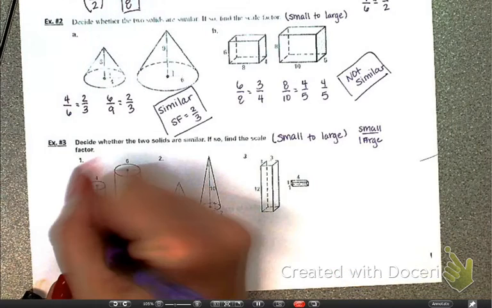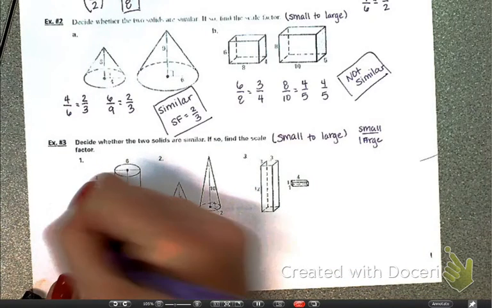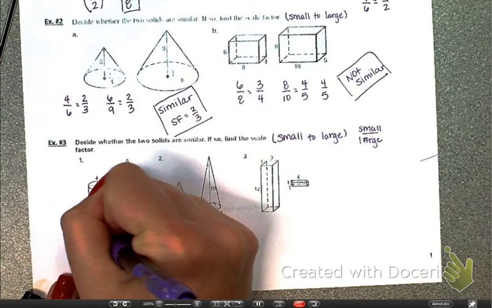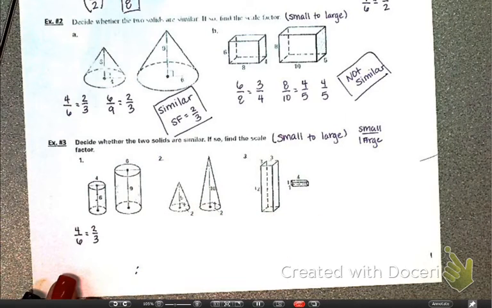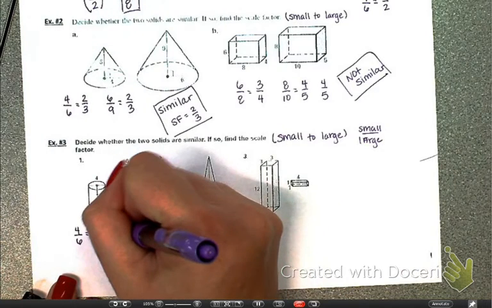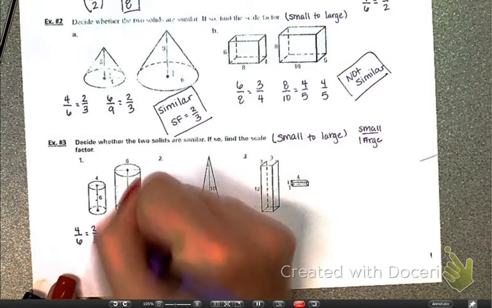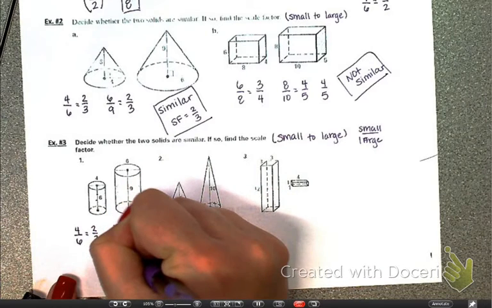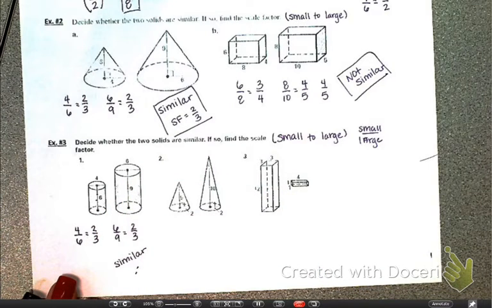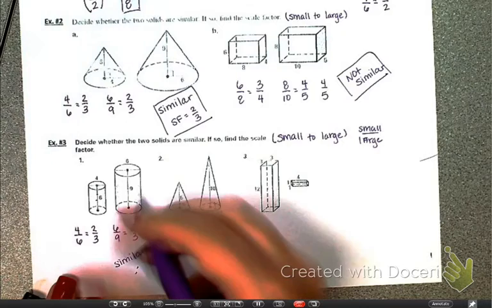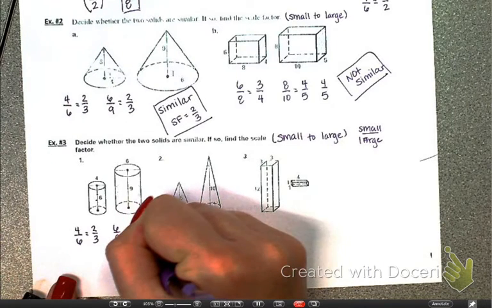4 to 6. What are 4 and 6? But what is it in the figure? It's the diameter, right? 4 and 6 are the diameter of those circles, and that reduces to 2/3. And then you compared the height, 6 to 9, which reduces to 2/3. So these figures are similar. Make sure you get used to writing similar, because that will be asked of you on the test. And your scale factor is 2/3.